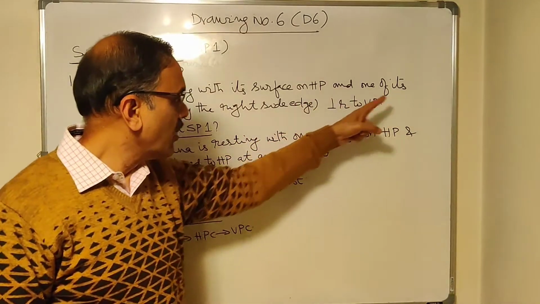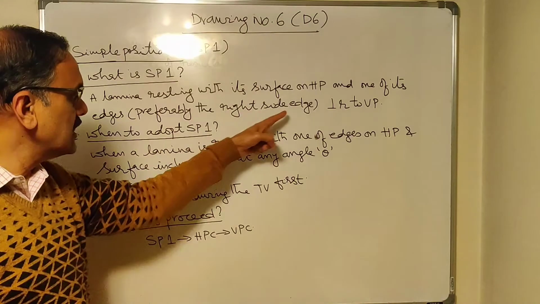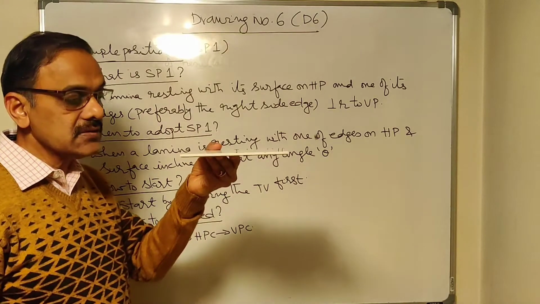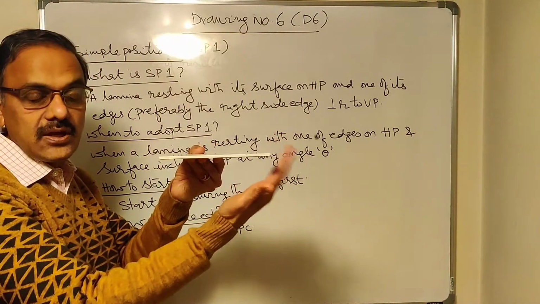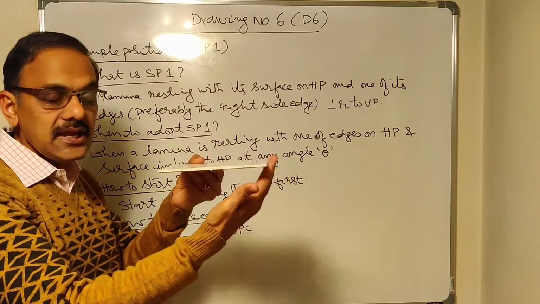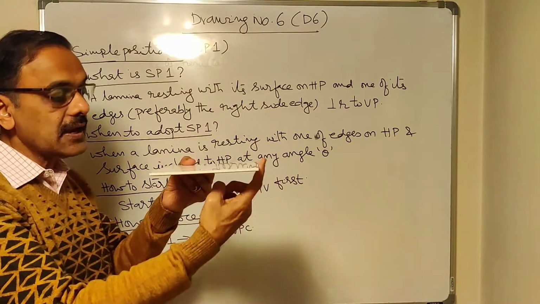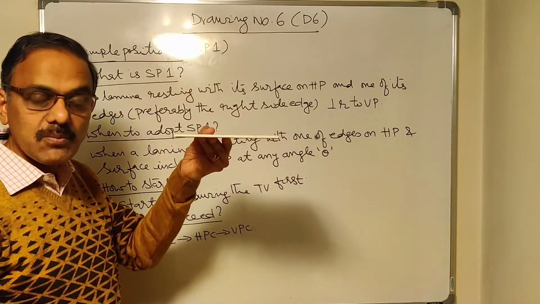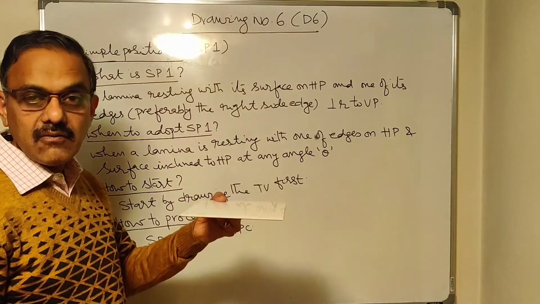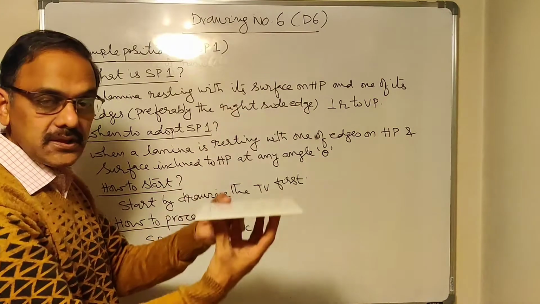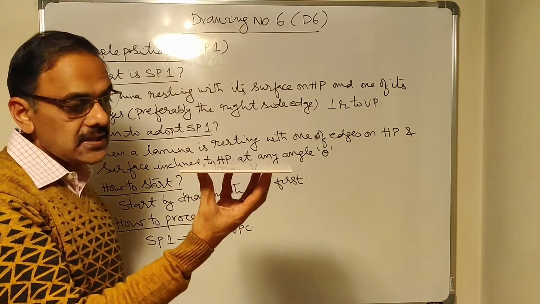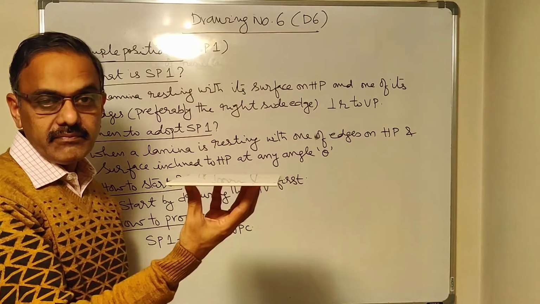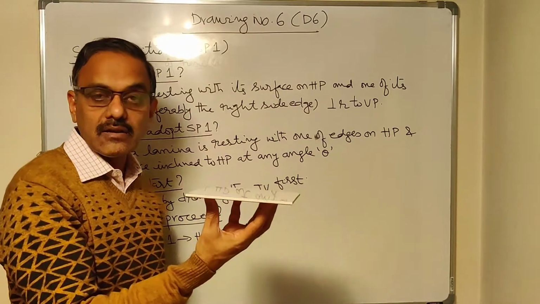Look at the second condition. One of its edges, preferably the right side edge, should be perpendicular to VP. Let us say the lamina is like this. When I place it like this, this is the right side edge. The condition says this right side edge should be kept perpendicular to VP. This line should make an angle of 90 degrees with VP. So this is how you should place the lamina on HP. What is the first condition? The entire surface should be there on the ground. And the second condition is that this right side edge should be taken perpendicular to VP. So that is SP1, simple position 1.